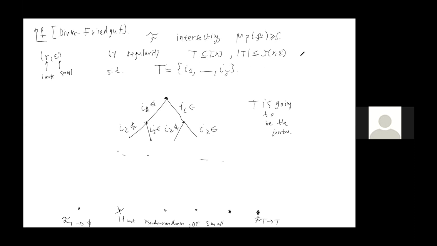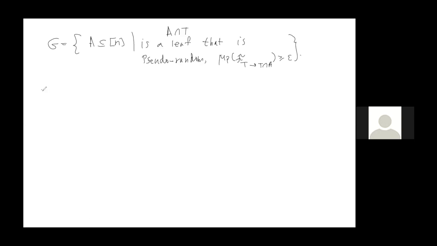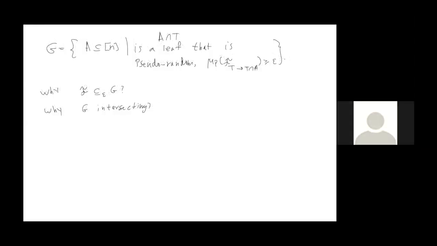After the break, I'm going to tell you why this junta nearly contains the original family F. This will be very easy. And then I'm going to tell you why this junta is intersecting. I think that we'll take a 10-minute break now and then come back.